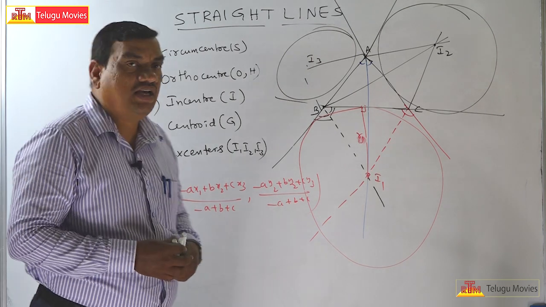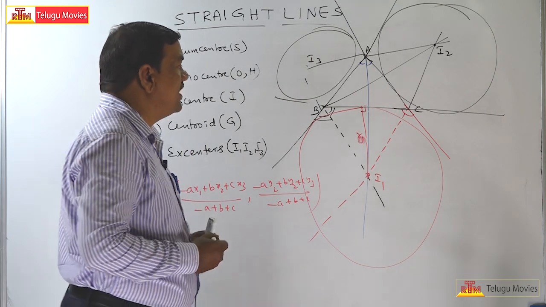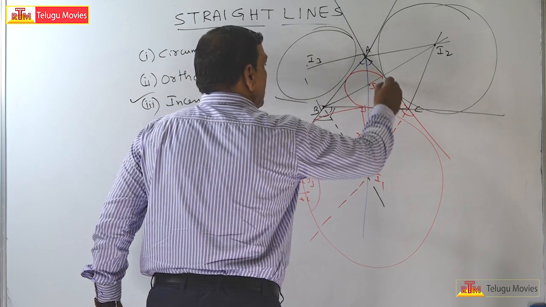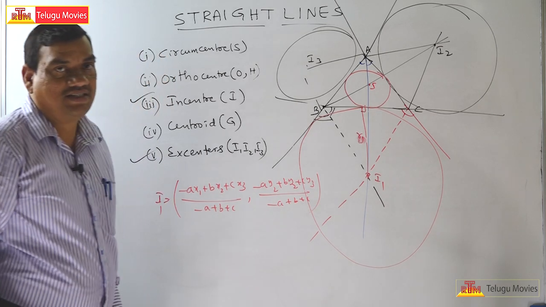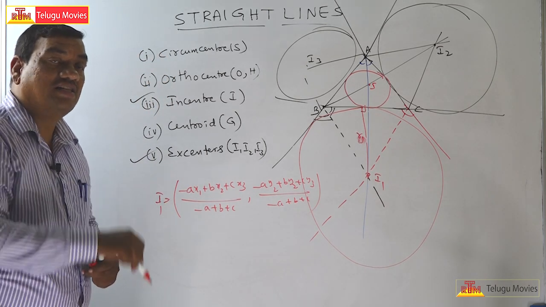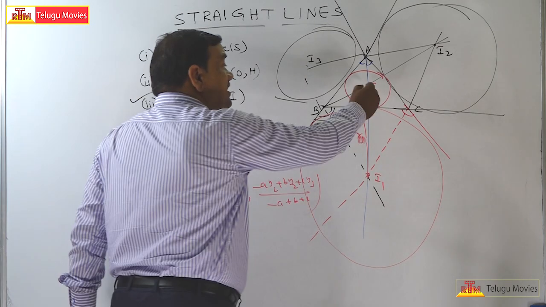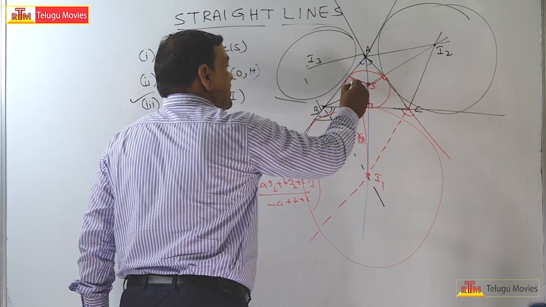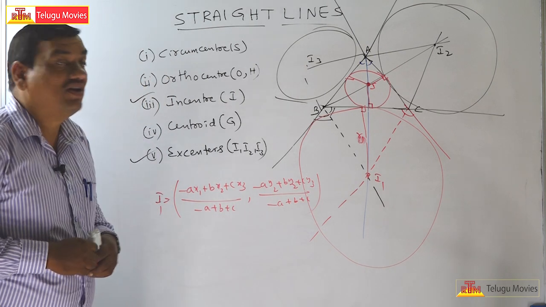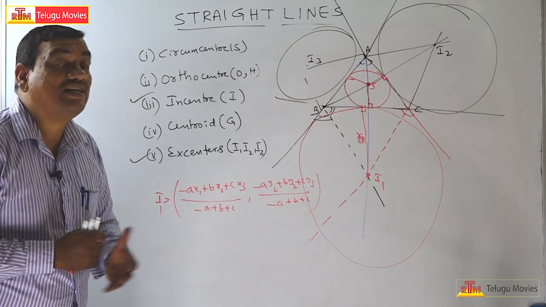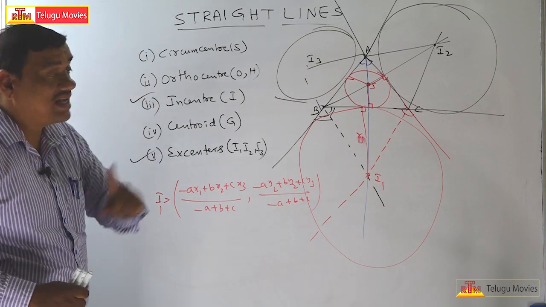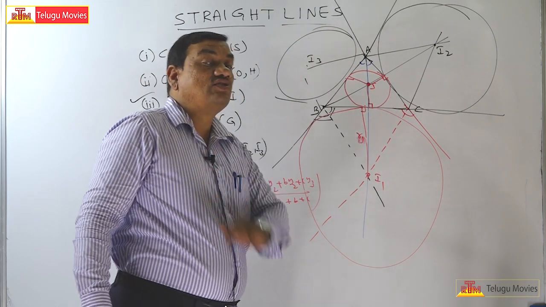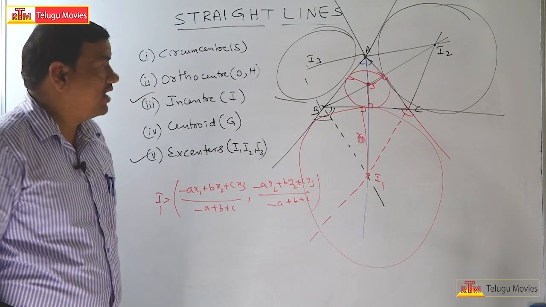Previously I forgot to tell: taking I as center, we can draw a circle touching all three sides. That circle is called the incircle. The incenter will be equidistant from the sides of the triangle, whereas the circumcenter will be equidistant from the vertices of triangle ABC. Okay? Right.